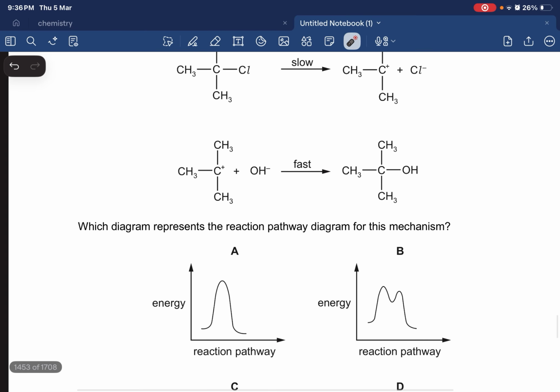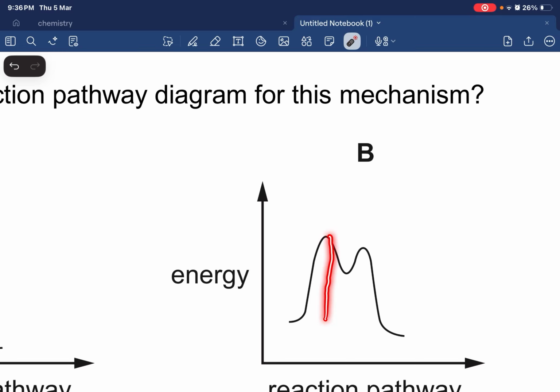The second step is a fast step. Why is the second step a fast step? Because we're expecting a lower activation energy. See it for yourself. First step, activation energy is higher. For the second step, since reactants are here, products are here, the activation energy is lower. For the first step, the reactants are here, products are here, activation energy is higher.